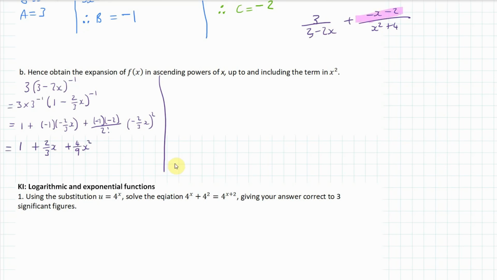Now we want to look at this bit here. So I would rewrite it like this: minus x minus 2, and we're timesing that by x squared plus 4 all to the power of minus 1. Or I might even just rewrite it so that the 4 is first, like that, to the minus 1. Now, we're trying to get powers up to x squared, so we'll keep that in mind as we work on this.